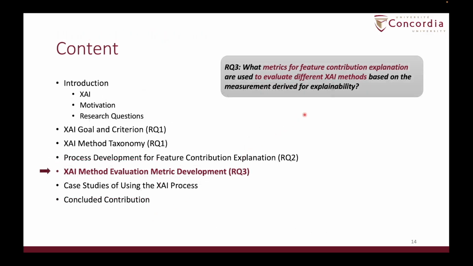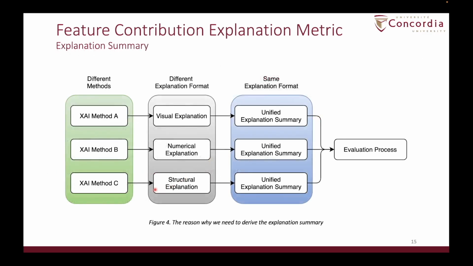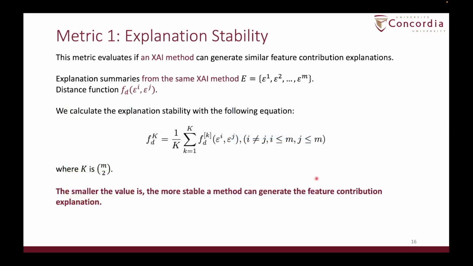Next, I will talk about the metrics definition to address our research question 3. Different methods generate different forms of explanations. To evaluate them with the same metric, we need to derive a unified explanation summary. And then we define our first metric, explanation stability. This metric evaluates if an XAI method can generate similar explanations.